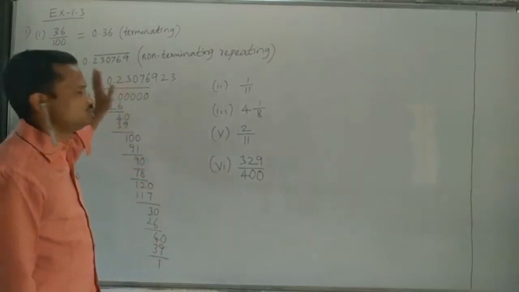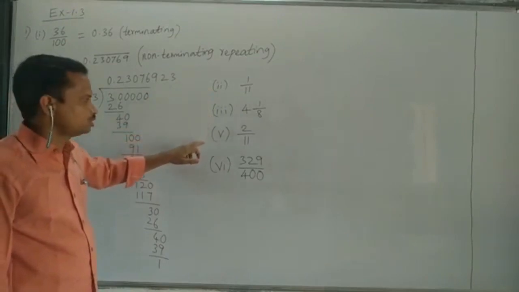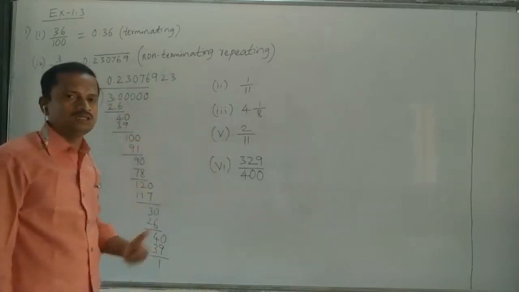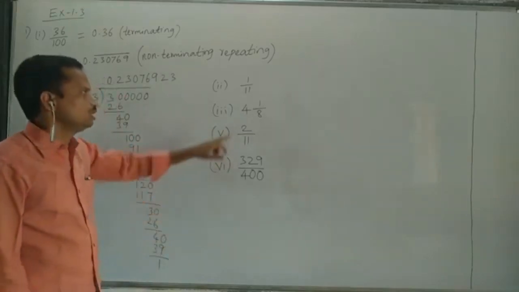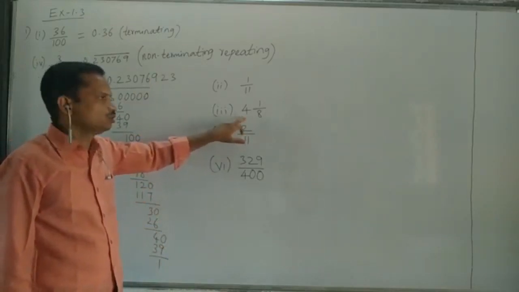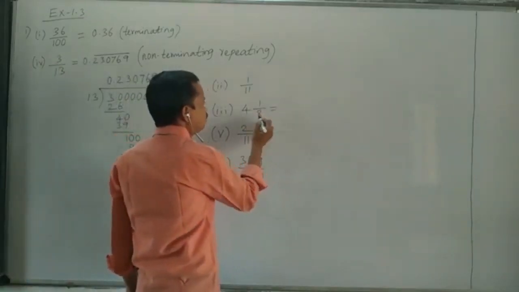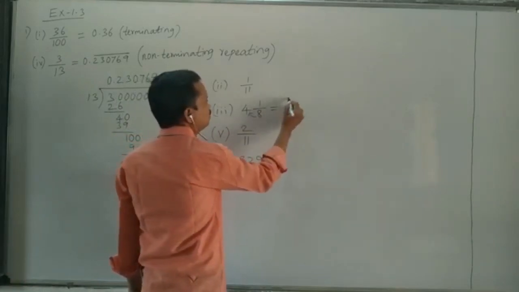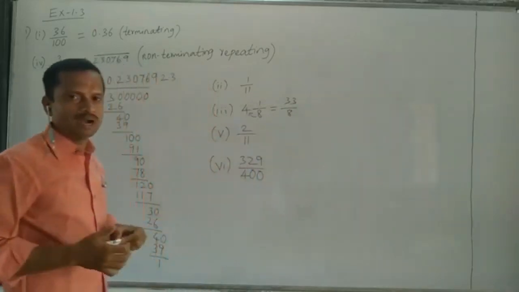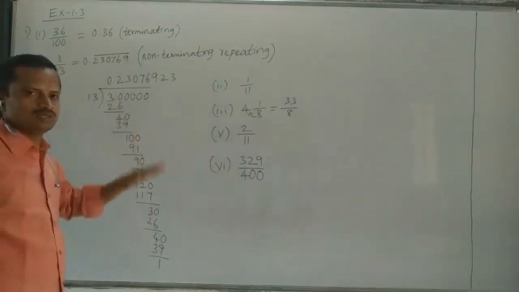Now in the same question, options 2, 3, 4 we did, then options 5 and 6. So these are the other options you take as common. You see here, this is 4 1 by 8. It is in mixed form, so you convert this to improper form. 4 into 8, 32, plus 1, 33 by 8. And again you divide and find what kind of decimal expansion it is. Okay, so this is the first sum.